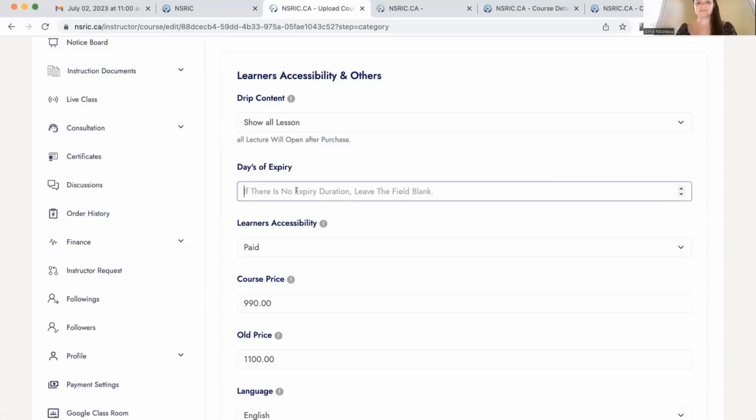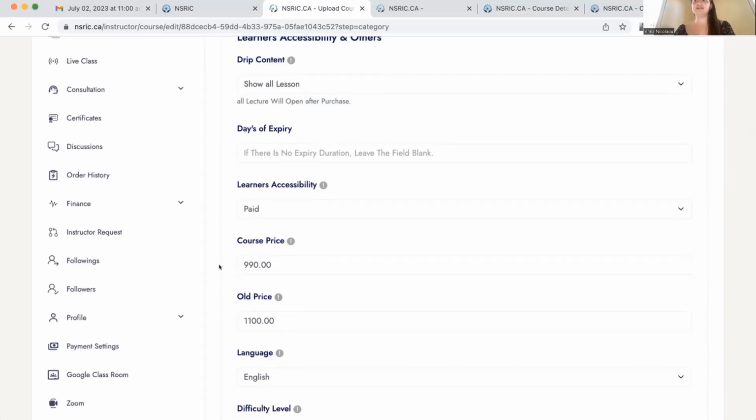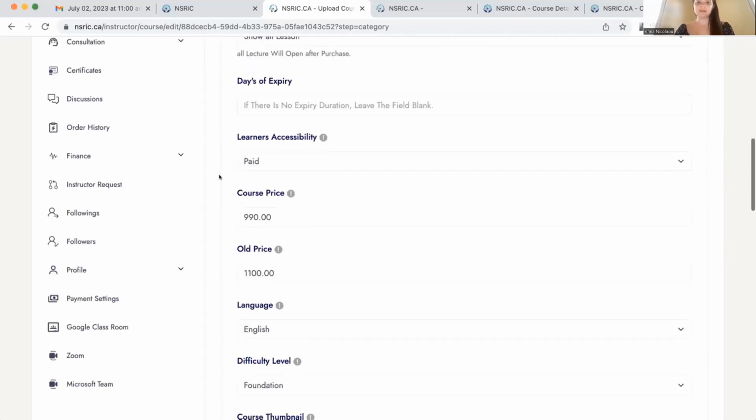Then we have days of expiry. I usually just leave this blank because I don't want it to ever expire at a certain point. If the student purchased my class, they purchased my class, and I want to make sure that everybody who's willing to put the work in, even if something happens, is able to get that. So I just leave this blank because I'm not going to say it expires at some point. If the curriculum changes, then I need to tweak the course. I can do that, but there doesn't need to be an expiry date, in my opinion.